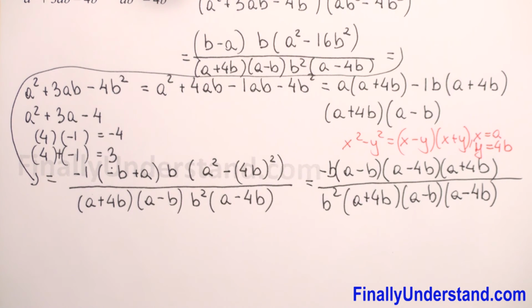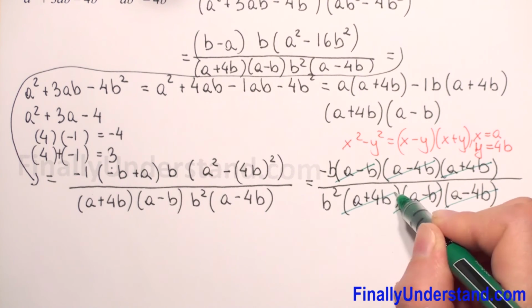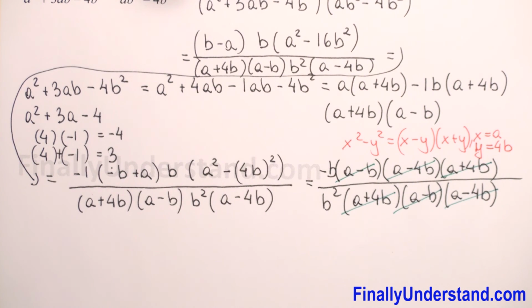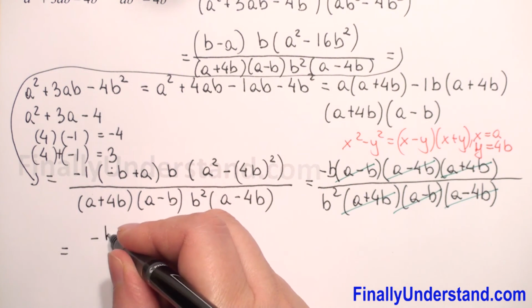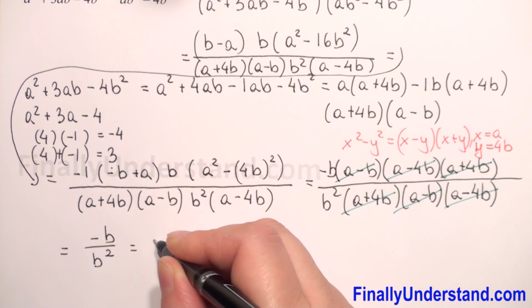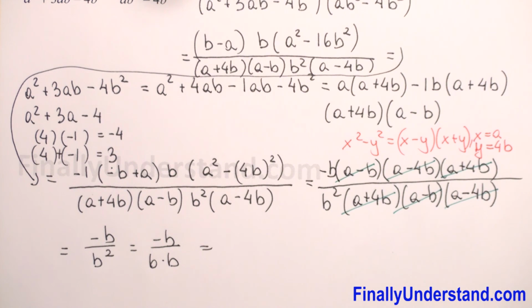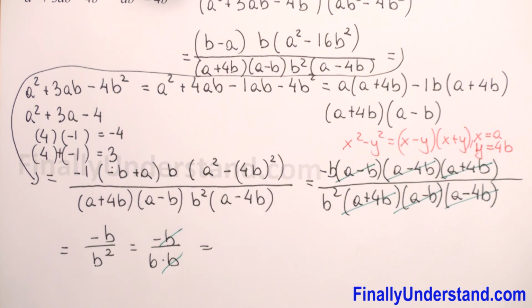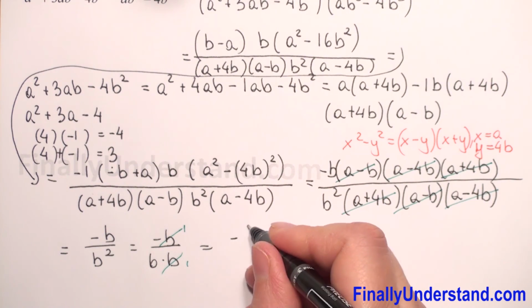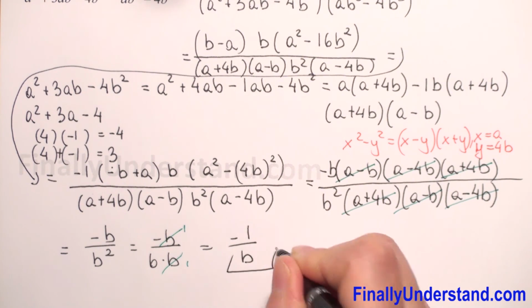Next, when we have the same expression in parentheses, we can reduce. So a minus b and a minus b, a minus 4b with a minus 4b, and a plus 4b with a plus 4b. And we have now that this is equal to negative b over b squared. B squared we can rewrite as b times b. So now we can reduce b with b. This is 1 and 1. So we have that this is negative 1 over b. This is my solution.